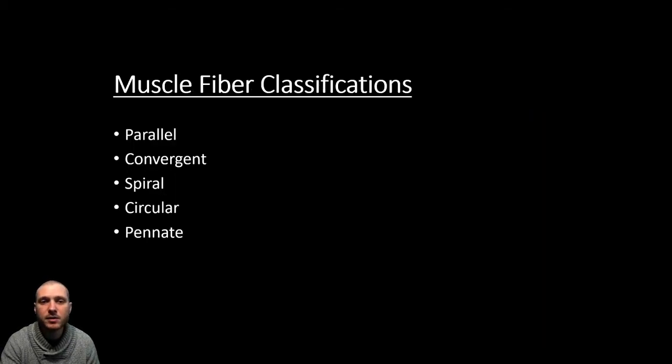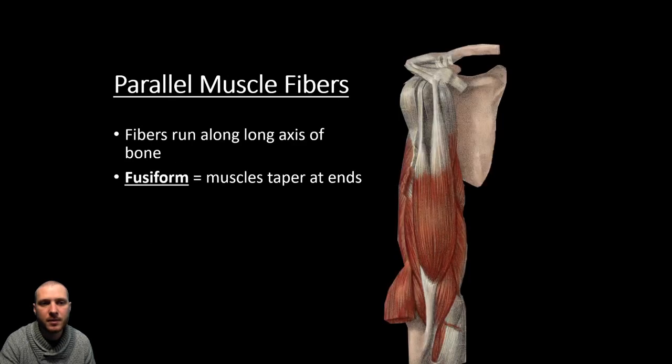We can break down muscle fibers into different classifications, describing the way in which the fibers are oriented. So these are very simple. I don't like to get into them too much because there's a lot of overlap in here, but you will see these terms occasionally come up, but I wouldn't worry a whole lot about them, and they're pretty self-explanatory.